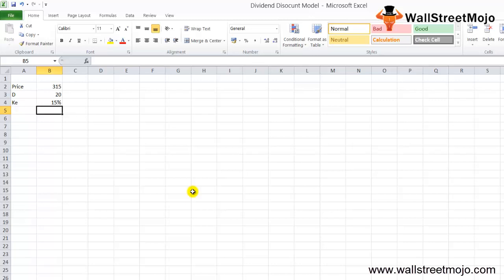315 is equal to 20 into (1 plus g) divided by (0.15 minus g), because we don't have the value of g. So if you solve it, you get the answer as 8.13%.